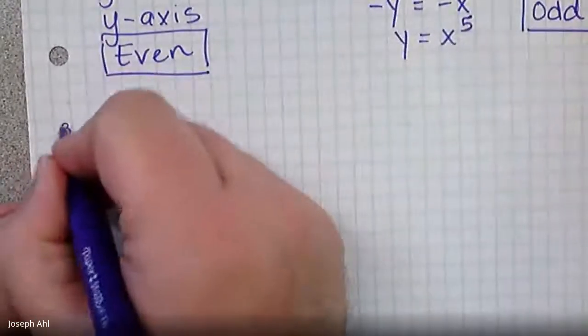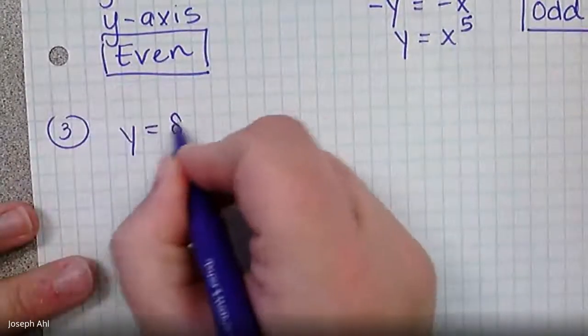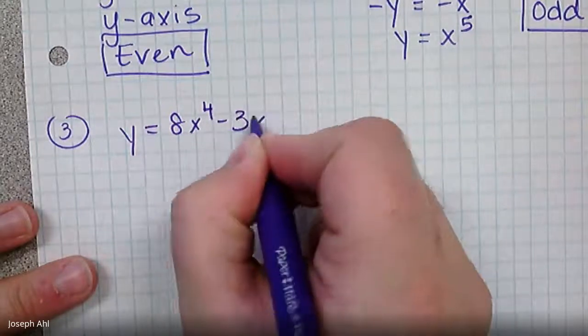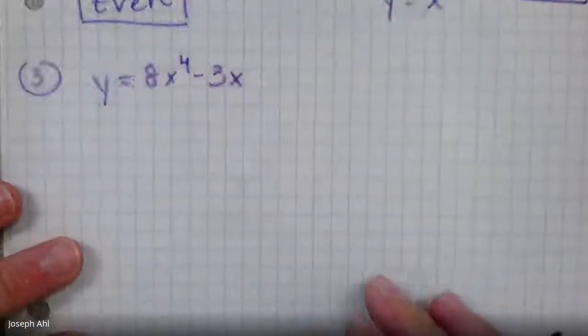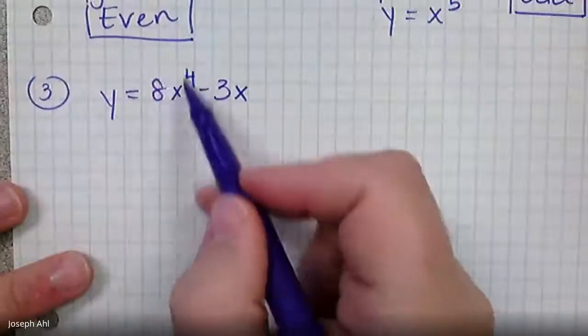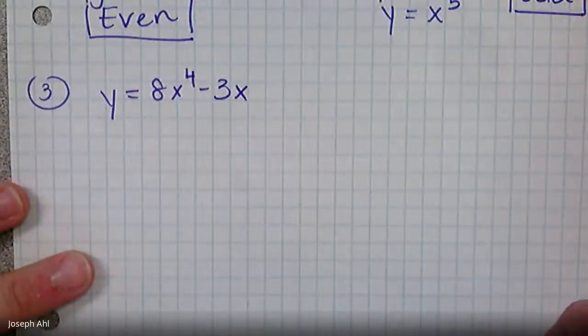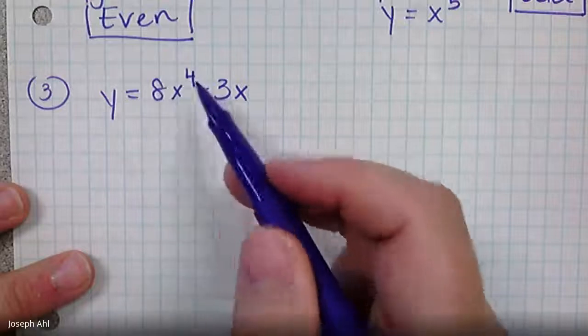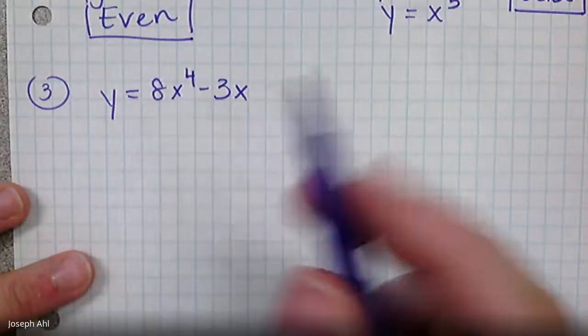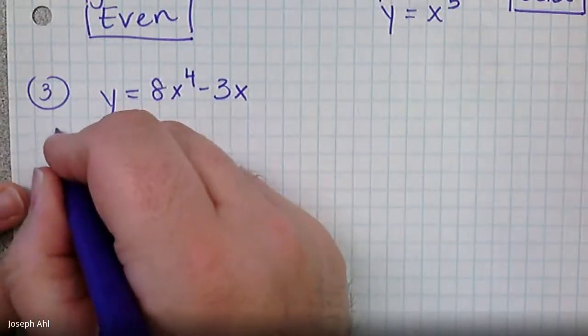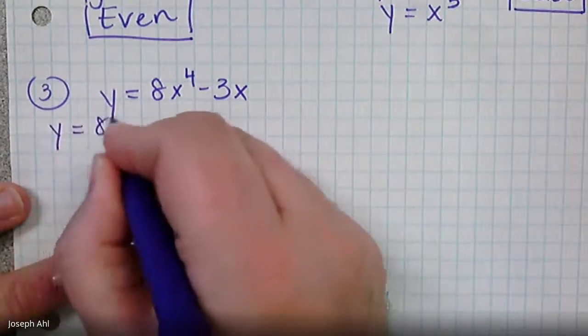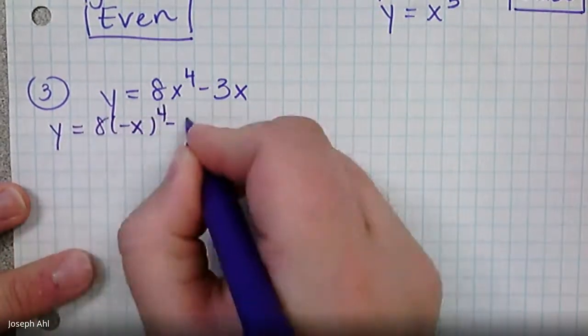Number 3: y equals 8x to the fourth minus 3x. All right, looking at this first term, I see a lot of even numbers, so maybe I'll test y-axis symmetry first. That seems likely if we have some even exponents and even coefficients. So if I replace x with negative x, let's see what happens.